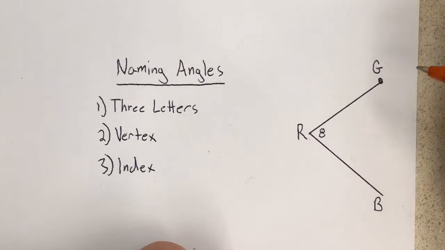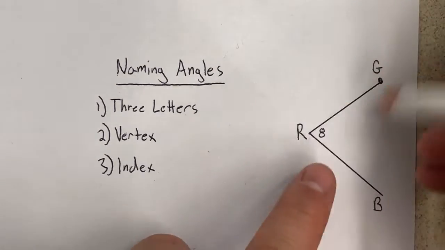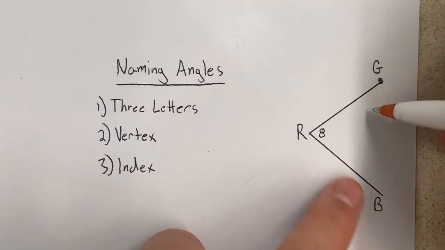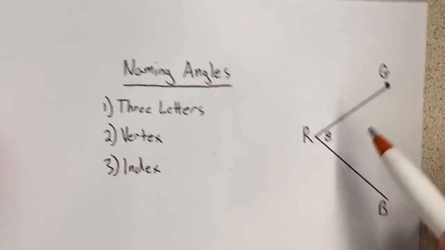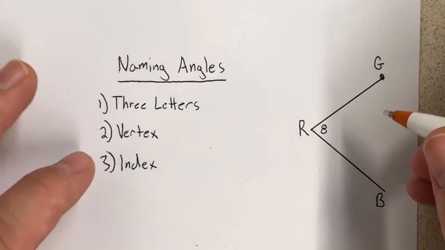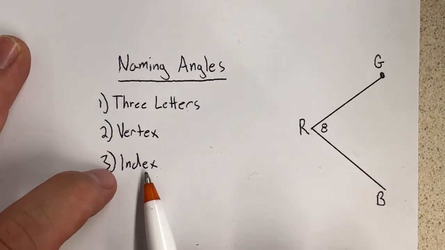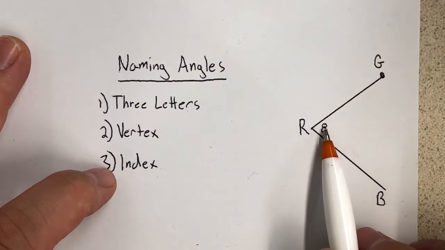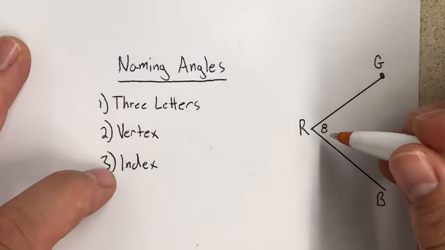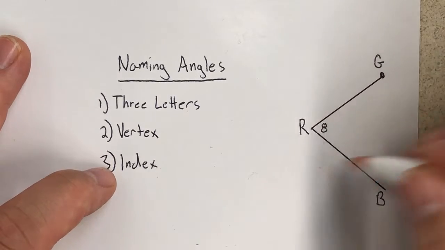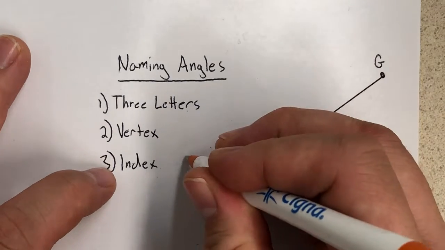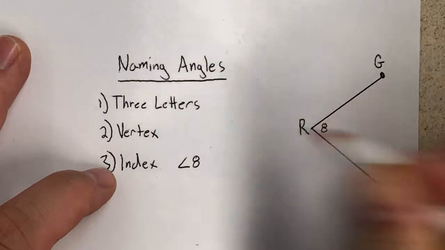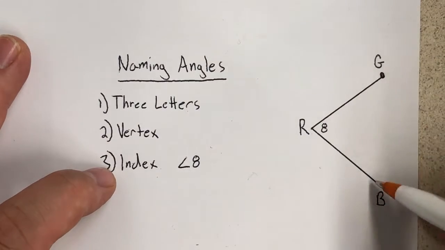So what I wanted to go over is some angle basics, how to measure them, how to name them, things like that. So an angle is basically measuring how wide apart these two segments are. And the way that we name them, one way is you can name it with the index. So sometimes you'll see a little number inside here or a letter. So one way to refer to this angle is angle 8. And that refers to how wide apart these two segments are.